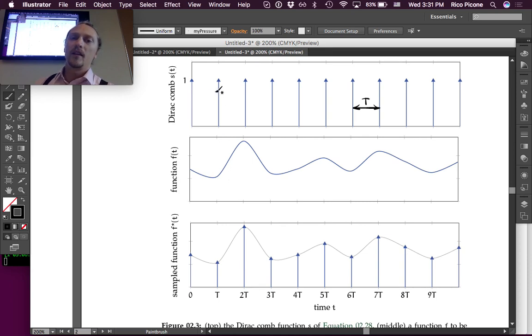And all of these pulses had strength 1 when they were just part of the Dirac comb. But when they get multiplied by f of t, they take on the strength of whatever the function value was there. And we represent the strength by the length of the arrow, the length of the stem plot arrow. So these are, I didn't put a scale over here, but these values are now what the strengths are of each of these pulses.